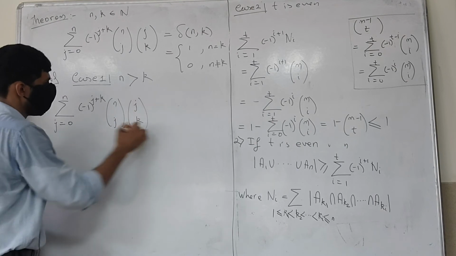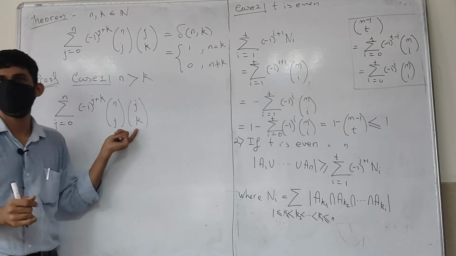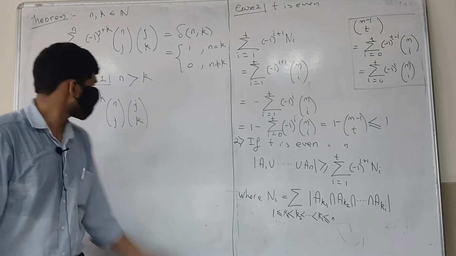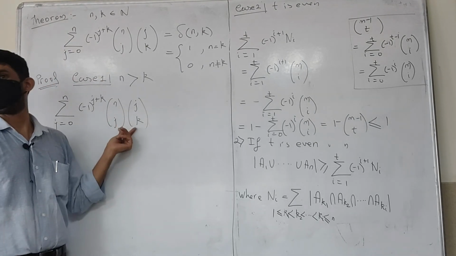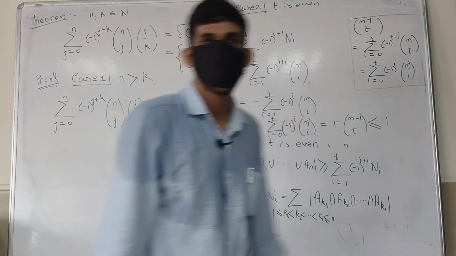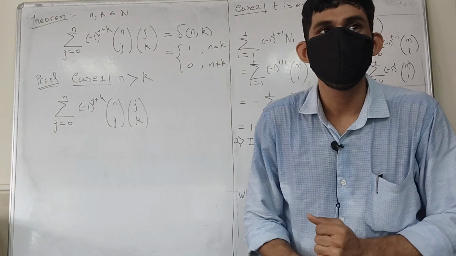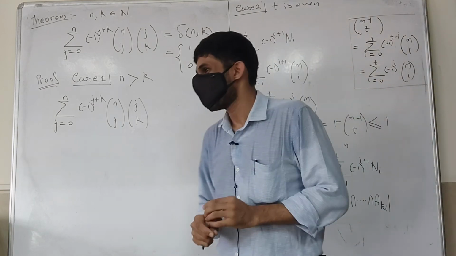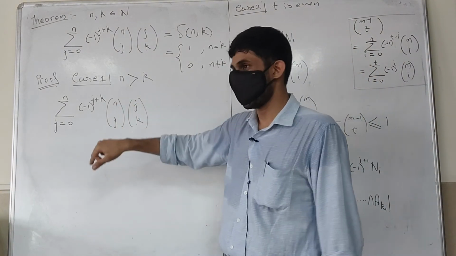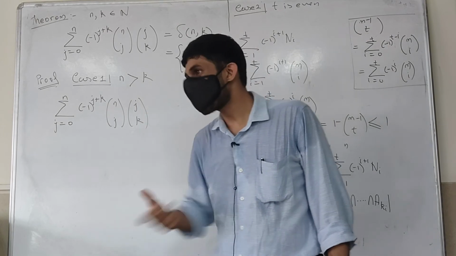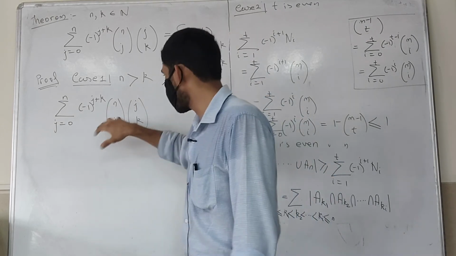Anyone, does this remind you of anything? What is it? Sum? From n you choose j, and from j you choose k. What is that? The subcommittee identity, right? This is the subcommittee identity.